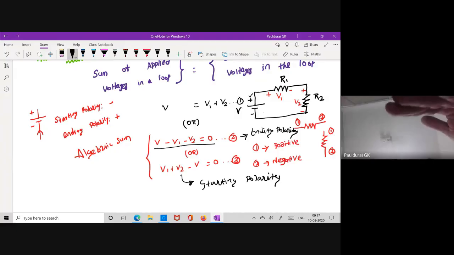Should we consider starting polarity, or should we consider ending polarity? We want to follow either equation number 2 or 3. Okay, doing either one is enough. We don't want to confuse ourselves. Either we consider starting polarity or ending polarity. Which one should we consider? You guys please poll it.